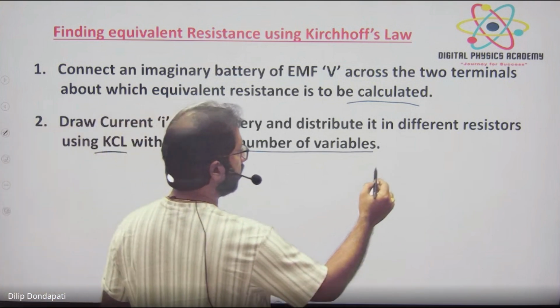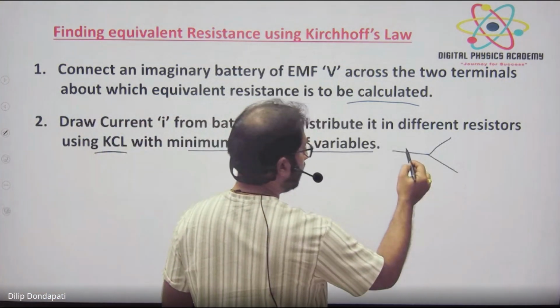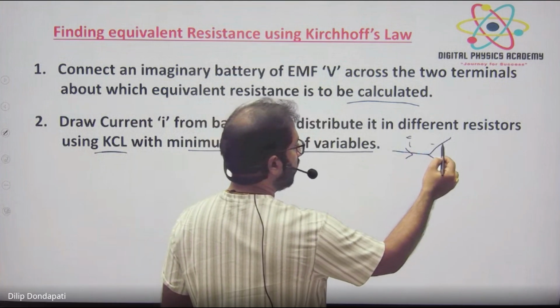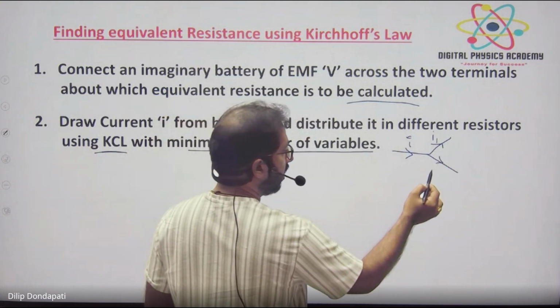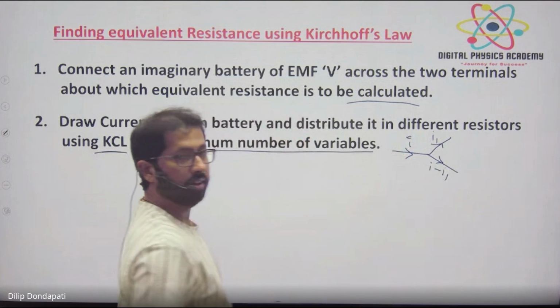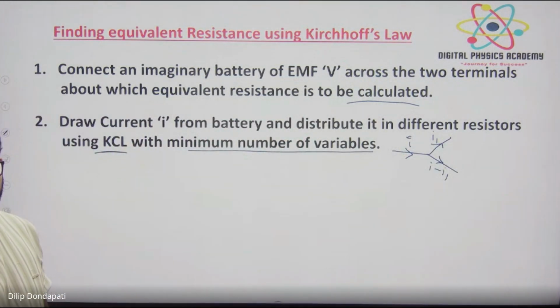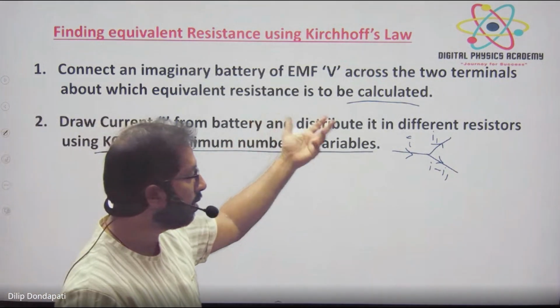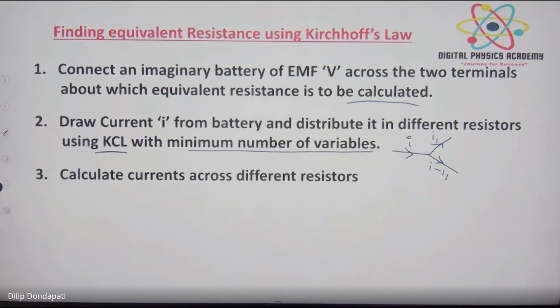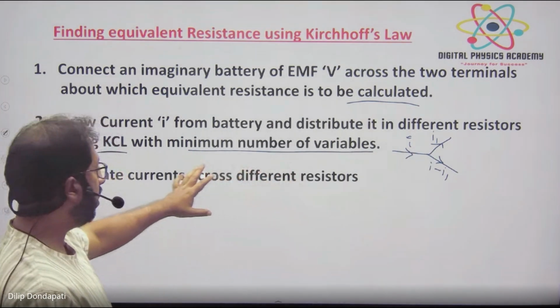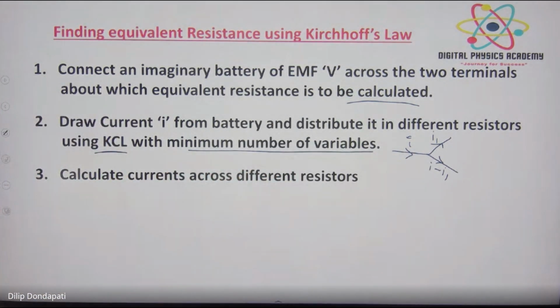Minimum number of variables means, see, suppose current I is coming, and I1 goes this way. Instead of using I2, the remaining current will be I minus I1. So we have to use the minimum number of variables. Don't use I3, otherwise you will have to set up so many multiple equations and it becomes a problem. Okay. Next, the third step is to calculate the current across the different resistors. After putting the currents, we will calculate the currents across the different resistors by using KVL.